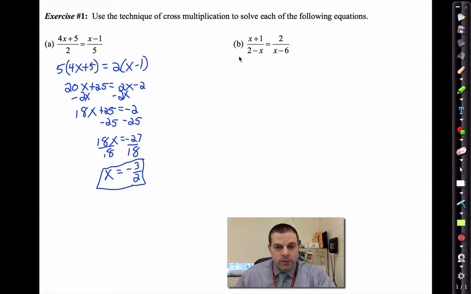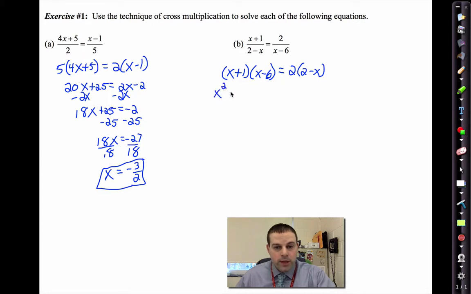What you could see, and this is what's going to be seen in part B, is that sometimes when we cross multiply, both parts of the cross, so x plus 1 times x minus 6, gives us a binomial times a binomial, which we will have to FOIL together, so our result will be a quadratic equation that does need to be solved. On the other end, we have a monomial, 2 times 2 minus x, normal distribution. So as far as simplifying during the cross multiplication part, we do have a little extra work here.